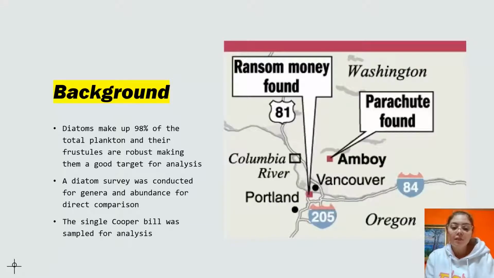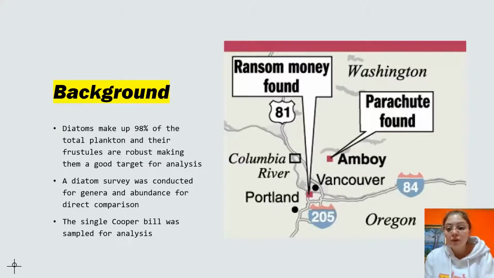Alright, so a little bit of background. The diatoms that make up the Columbia River are 98% of the total plankton, and their tests are robust, making them a good target for analysis. A diatom survey was conducted for genera and abundance for a direct comparison between the bills that they used in their experiment and the one found by Brian Ingram.